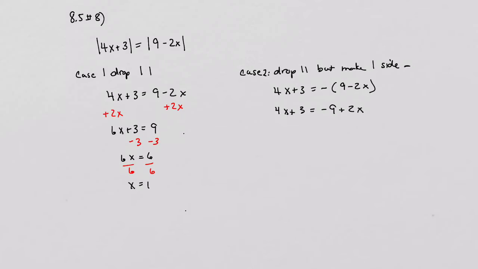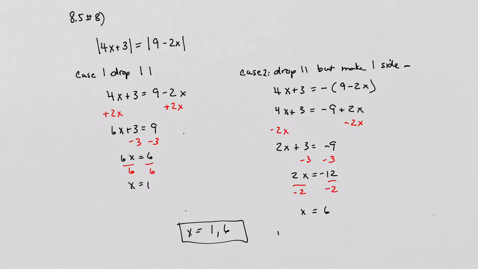So we'll go ahead and subtract 2x from both sides again. That gives us 2x plus 3 equals negative 9. And then we'll go ahead and subtract 3 from both sides. So now we have 2x is negative 12. And then divide both sides of the equation by negative 2. So we have x is 6. So in your answer box, you'll have x is 1, 6.